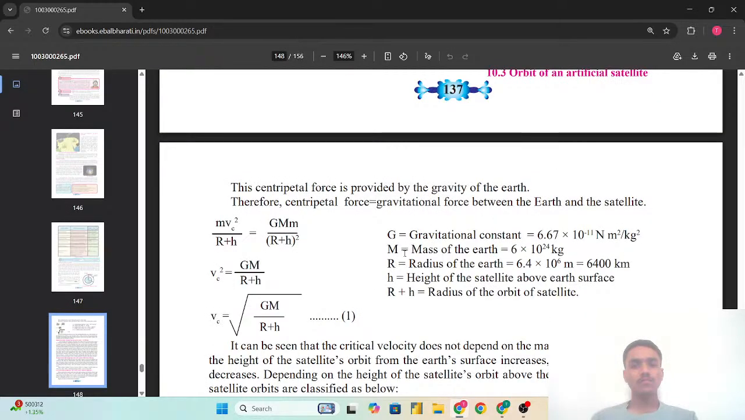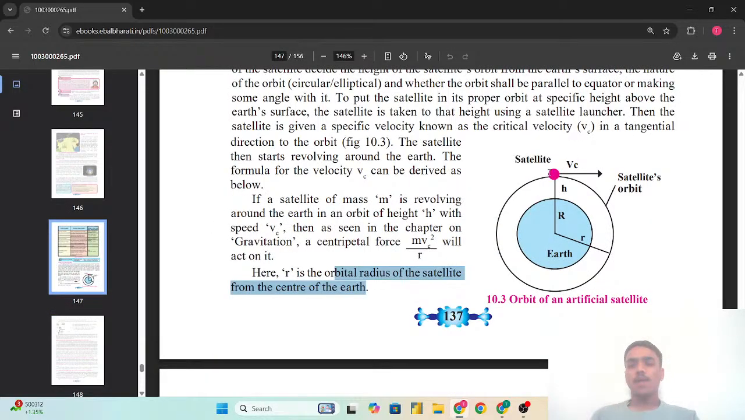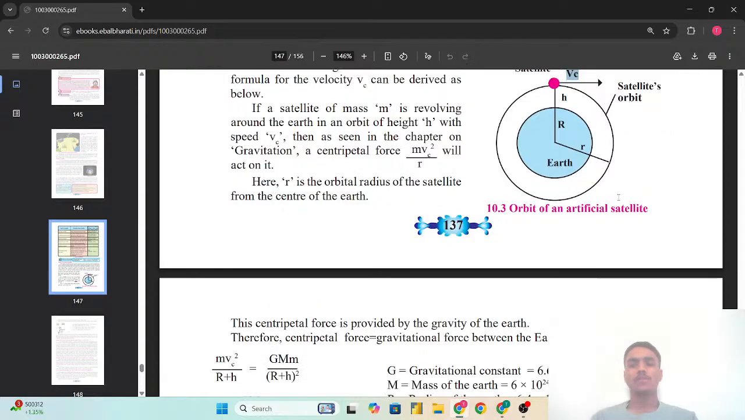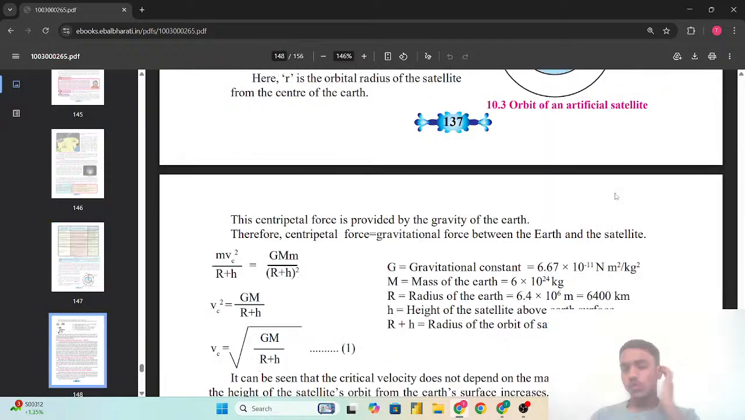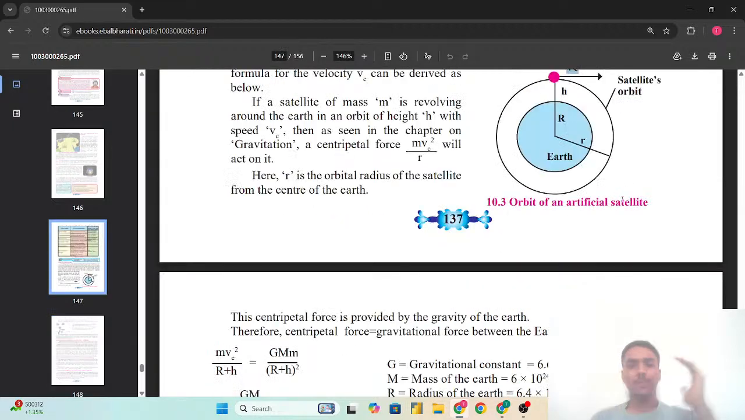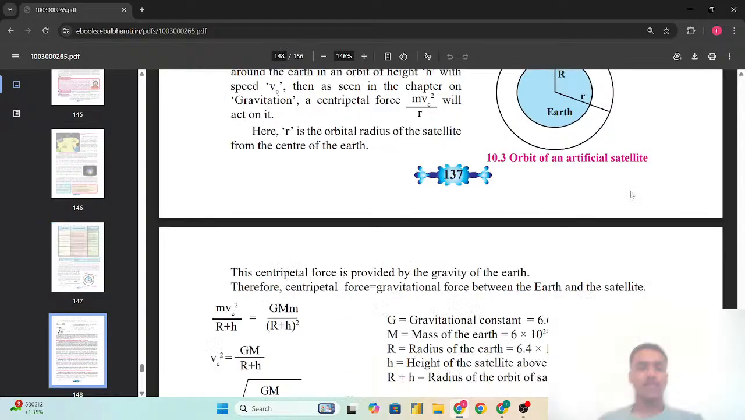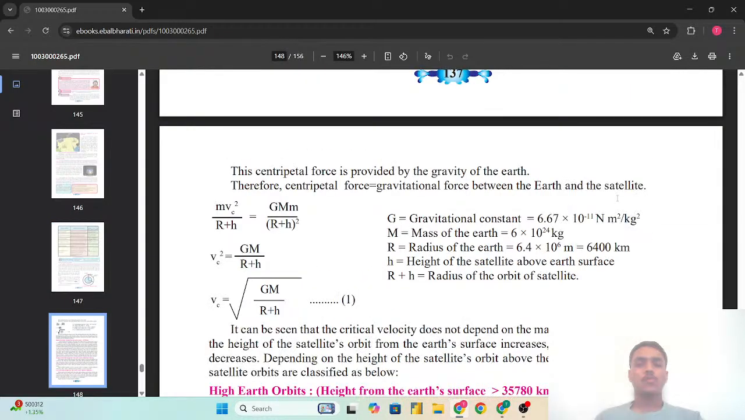Here you can see this is the vc, which is the critical velocity, at the height h from the surface of the Earth in the satellite orbit. At a particular height, the satellite is given a tangential velocity due to which it starts revolving around the Earth in that particular orbit. This centripetal force is provided by the gravity of the Earth. Therefore, centripetal force is equal to the gravitational force between the Earth and the satellite.